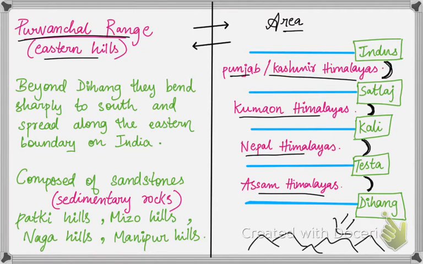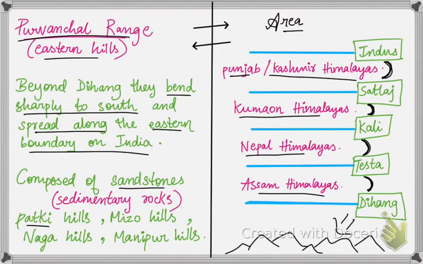So beyond the Dihang River, these Himalayan mountain ranges bend sharply towards the south and then they spread along the eastern boundary of India, along the eastern states. And these ranges are called Purvanchal ranges. These are composed of sandstones and all the sedimentary rocks. Some of the most important hills here are Patkai Hills, Mizo Hills, Naga Hills and Manipur Hills. By the names you can understand that these are in the eastern side of the country.